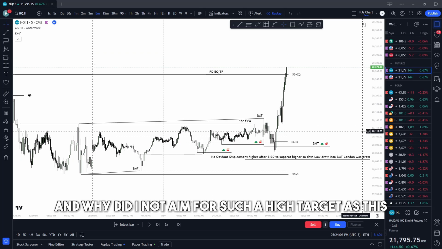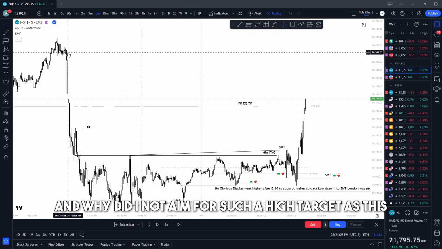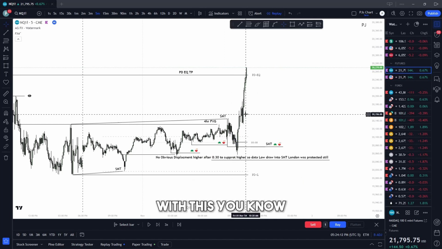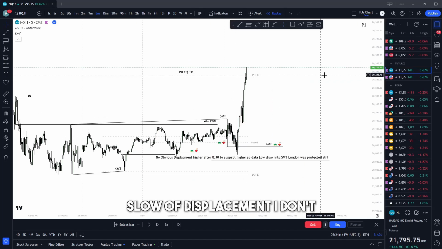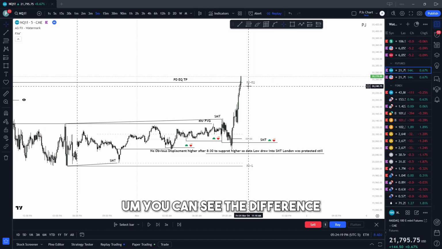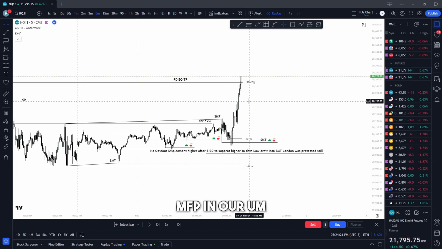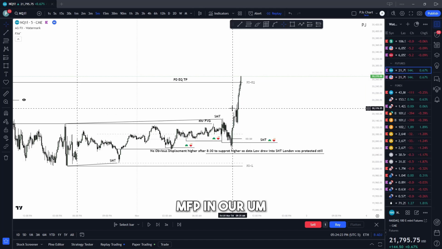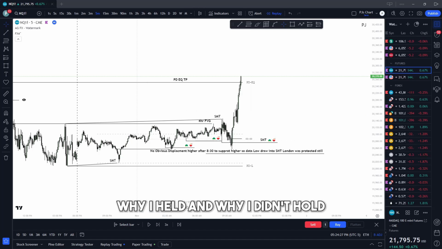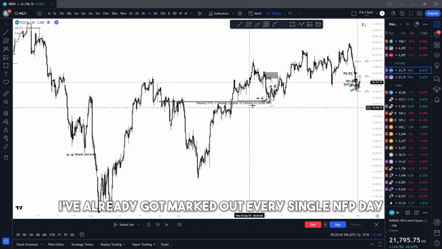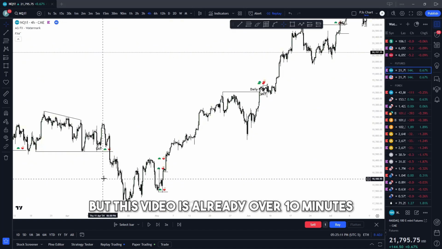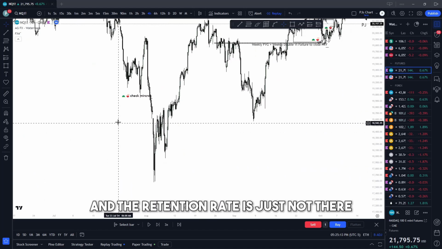And why did I not aim for such a high target as this? In my opinion, with this slow displacement, I was really seeing the day move a lot slower. You can see the difference between our December NFP and our November NFP, the difference between why I held and why I didn't hold. As you can see, I've already got marked out every single NFP day, but this video is already over 10 minutes and the retention rate is just not there.